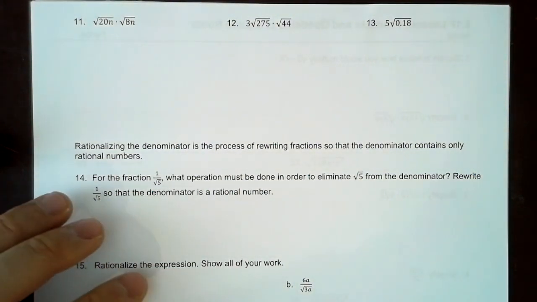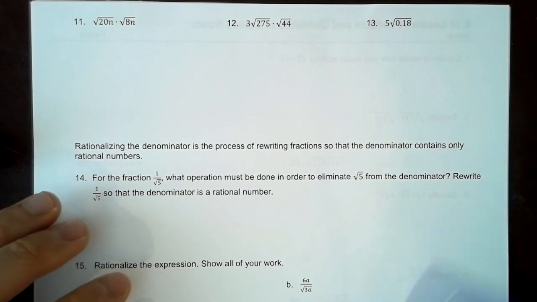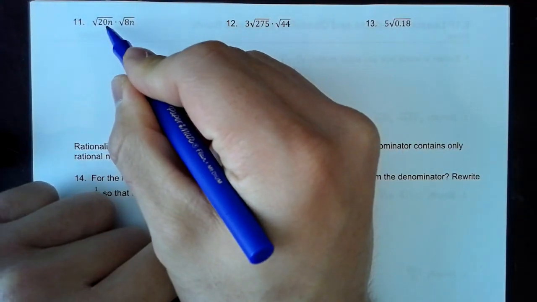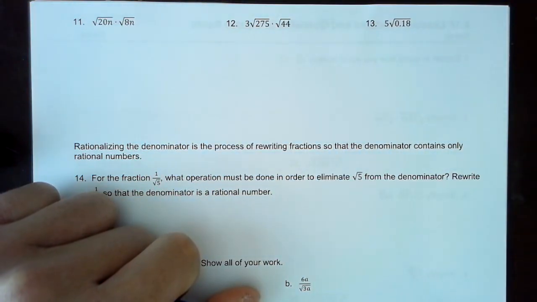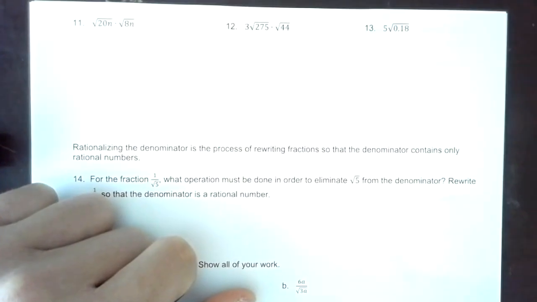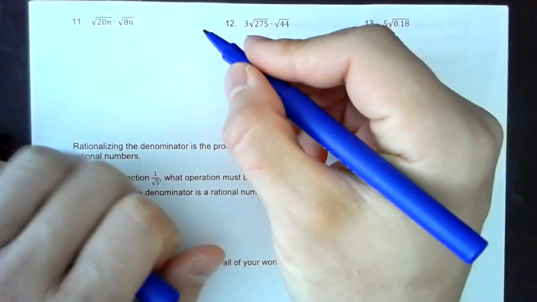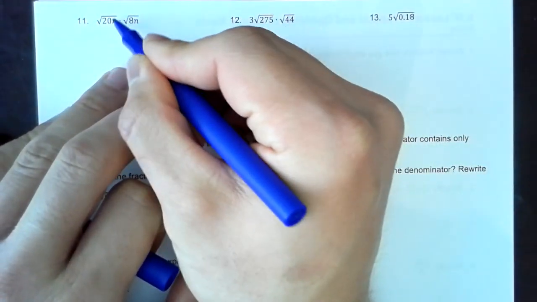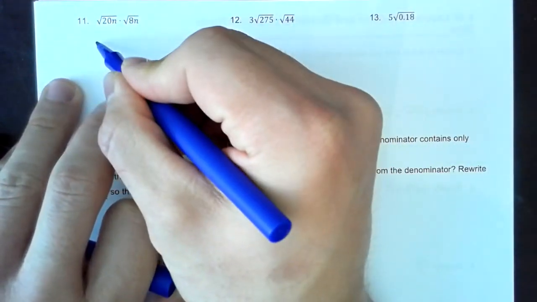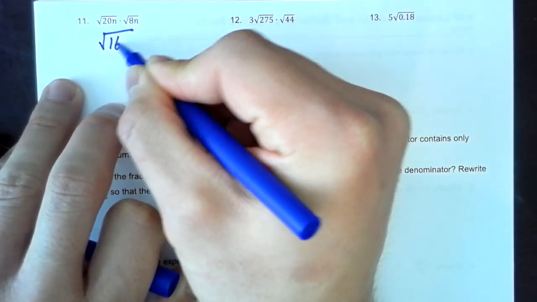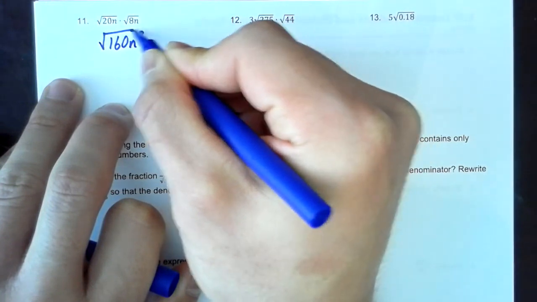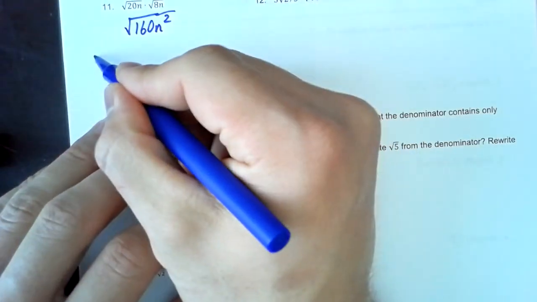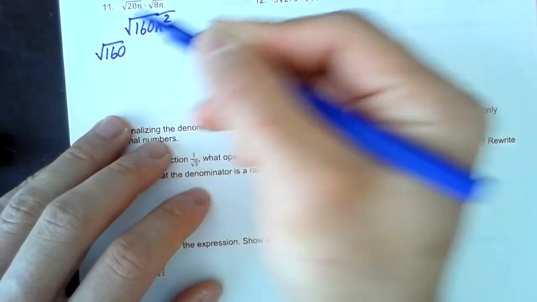Okay, so let's turn to the second page of this lesson and just finish it off. The square root of 20n times the square root of 8n. I could combine, or you could simplify the square root of 20. There are so many things, but let's stay focused and just combine them. Square root of 160n squared. So the question is, what is the square root of 160?